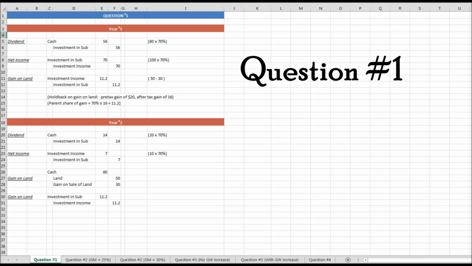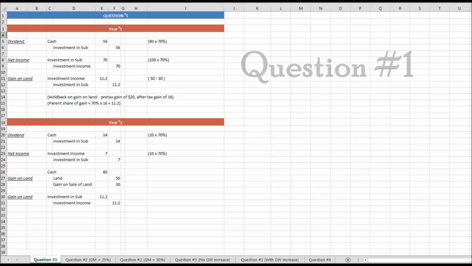So question number 1 of the midterm was creating the journal entries for an equity method investment from a parent to a sub. So recall that when we use the equity method to do dividends or net income, it's basically always the same. For a dividend, we debit cash and we credit investment in the sub.